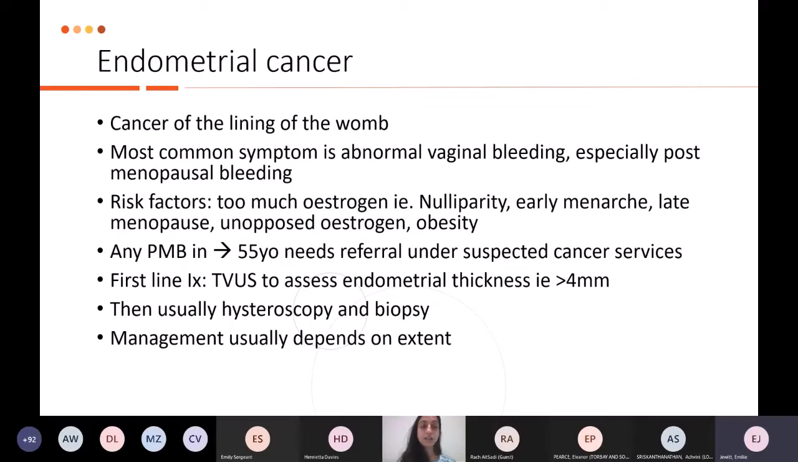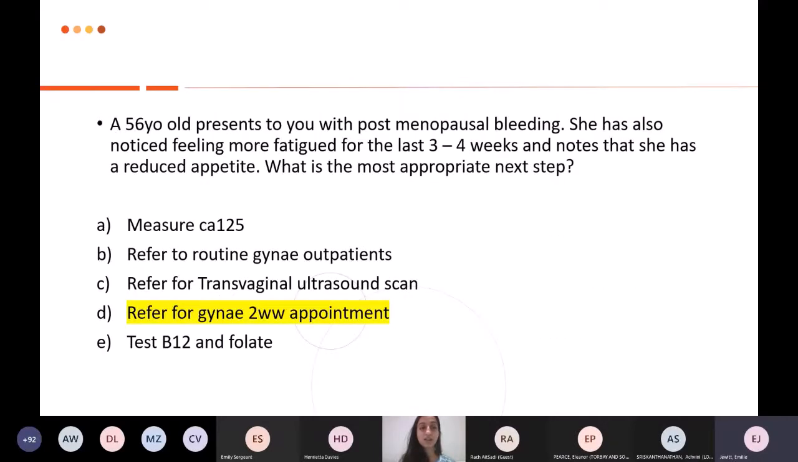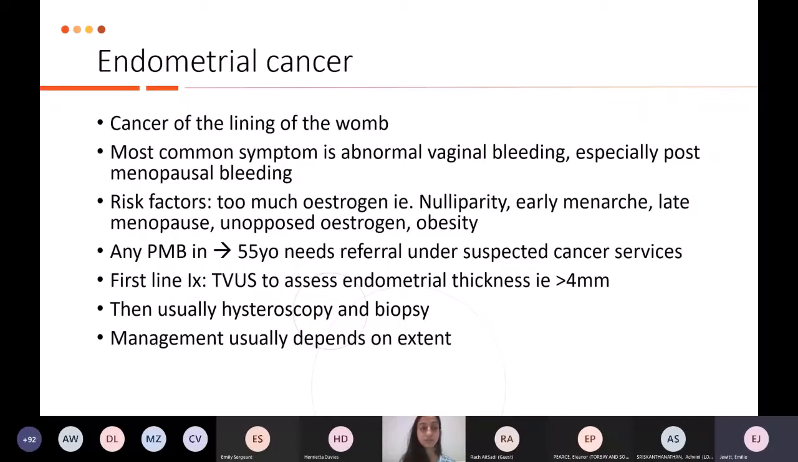In terms of your endometrial cancer, it's basically cancer of the lining of the womb. The most common symptom that people present with is abnormal vaginal bleeding, especially postmenopausal bleeding. And essentially NICE guidelines say that if you've got a 55-year-old woman who presents to you with postmenopausal bleeding, she must be referred under 2-week wait to gynaecology clinic. And that's why for that option, she's 56, and that's why I ended up choosing D as my SBA answer.